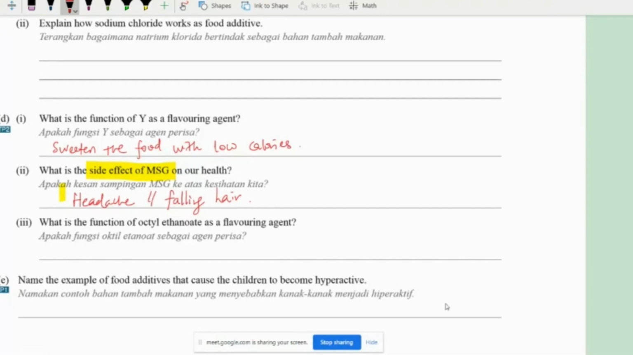Okay. Now, next, what is the function of octyl ethanoate as a flavoring agent? Still remember this one? What is this? It's an ester actually, right? So octyl ethanoate actually produces artificial orange flavor. Not the real orange flavor, it is the artificial one, not the real one.